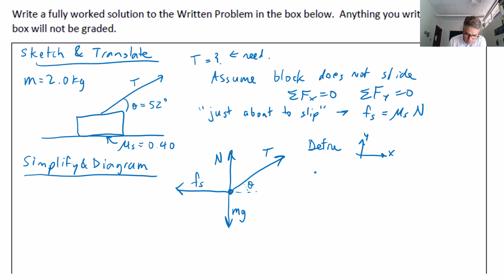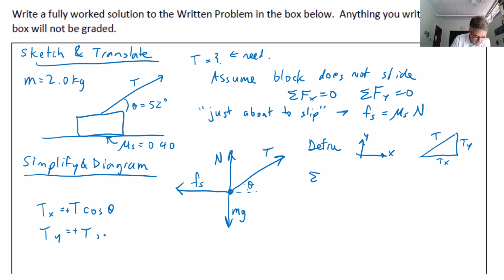And then, yeah, let's do our force balancing equations. So one thing I need to do at some point is decompose the tension into t sub y and t sub x. I think those are both going to be positive. So maybe I can do it over here. I think t sub x is going to be equal to t times cosine theta, and t sub y is going to be, and that's positive, plus t sine theta.